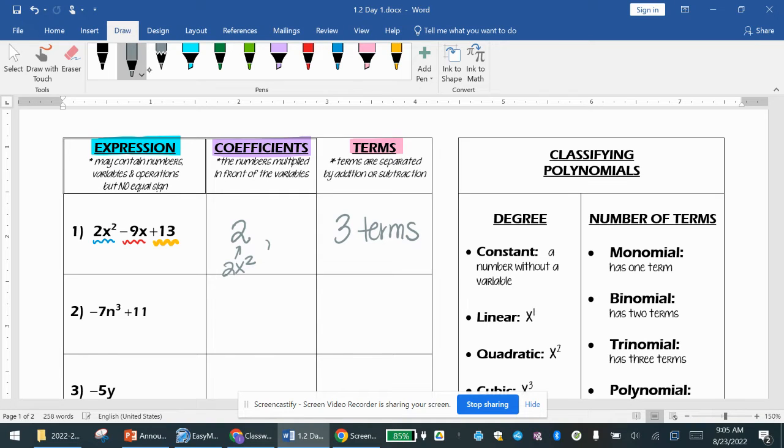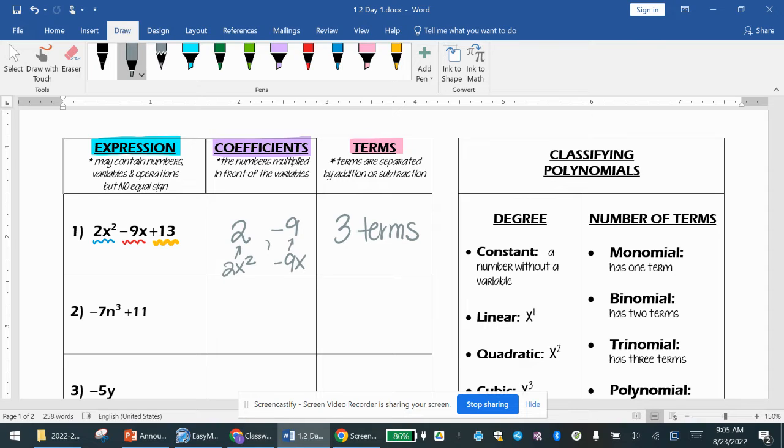And then the other coefficient is -9. You always want to include the sign in front of the number. Since it's a subtraction, the 9 is negative, and that belongs to the x. So you have to pay attention to the x's and their exponents for the coefficients, okay? All right, so let's take a look at the next one.